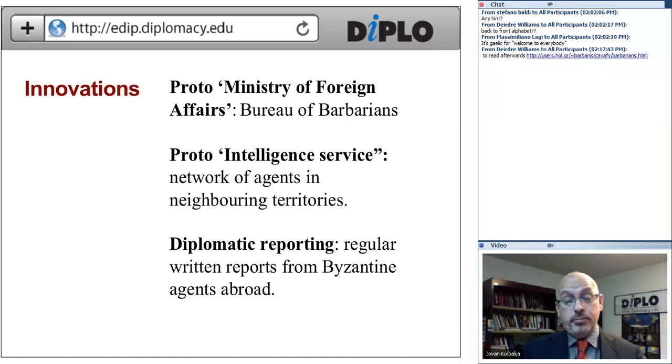The third innovation is diplomatic reporting. For the first time in the history of diplomacy, we had regular written reports from Byzantine agents abroad, sent back to Constantinople and processed by the Bureau of Barbarians. Based on the analysis, instructions were sent back to the agents abroad. It is more or less how diplomacy functions today. Diplomatic reporting is the key of any diplomatic service. We saw it in the case of WikiLeaks, where we had an X-ray of U.S. diplomacy by seeing the diplomatic reporting leaked by Assange. Therefore, they introduced the first Ministry of Foreign Affairs, the first intelligence service, and the first diplomatic reporting.